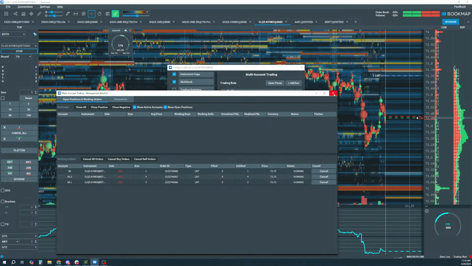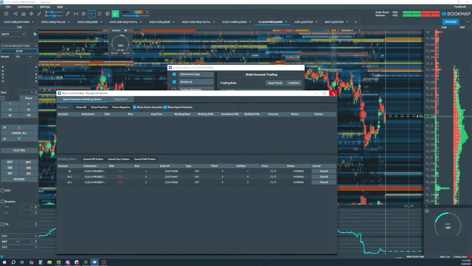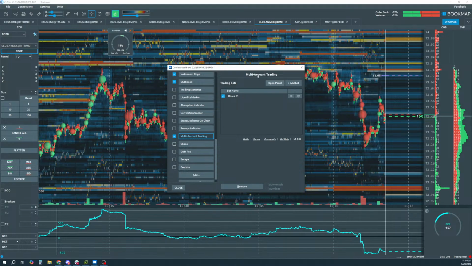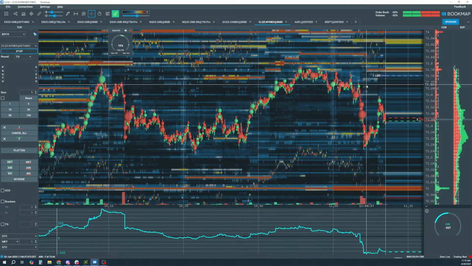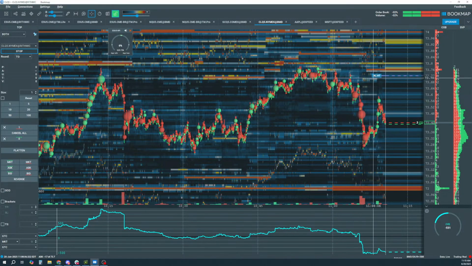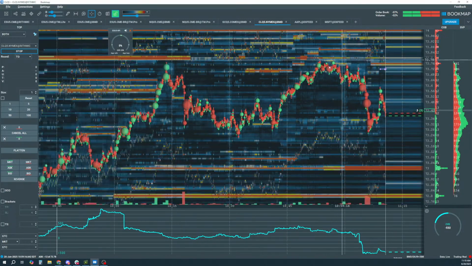This is a great way for you guys that have multiple accounts with Apex or Top Step or whatever prop service you're using. This is a great way to manage those accounts. You just trade from one chart and spin those orders out into multiple accounts. All right, and I will cancel that order.